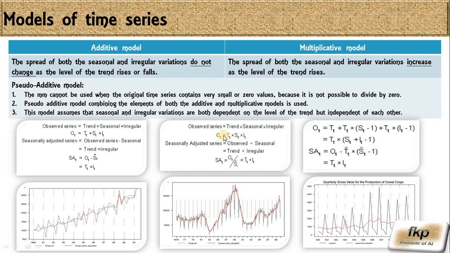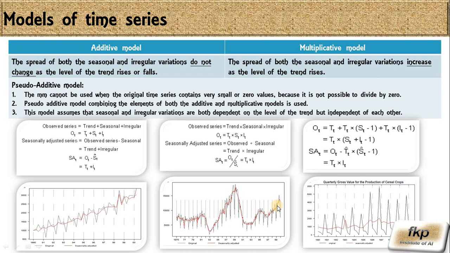So to find the trend from our time series in a multiplicative model, from the observed series we need to divide by the seasonal component, then I will get the trend out. The graph you are seeing here: the black one is the original, and on top of that the red one is the seasonally adjusted one, meaning it's a clear trend, because we are removing the seasonal part of it.